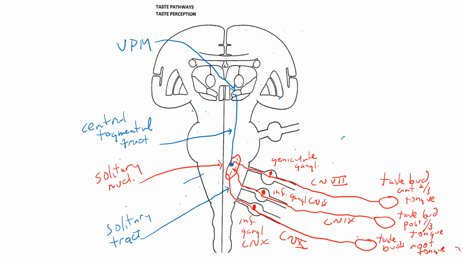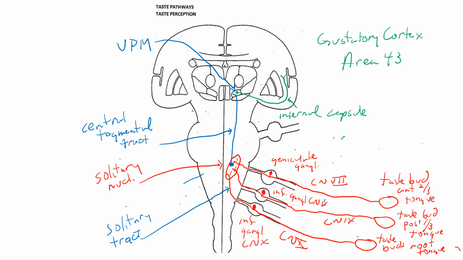And then finally, coming out of VPM, I'm going to have nerve fibers that are going to go through the internal capsule, and these nerve fibers are going to go to the gustatory cortex. And the gustatory cortex is made up of area 43 and the insula. So this is our pathway for taste perception. And again, the important thing to always keep in mind is that if we're going to perceive something, it has to go to the cerebrum.